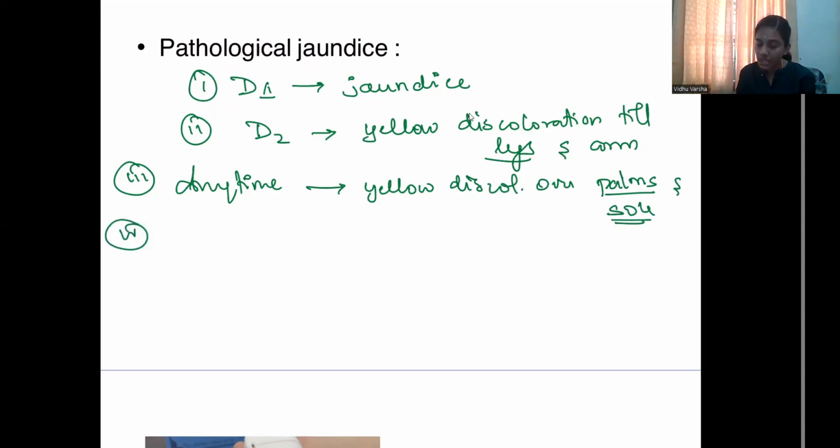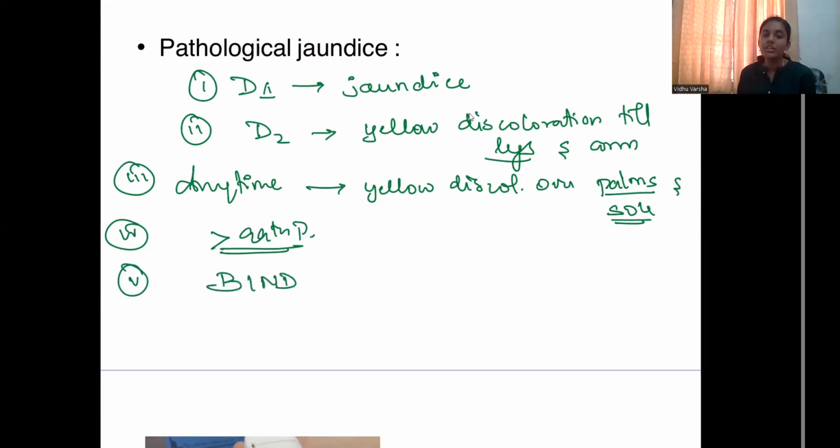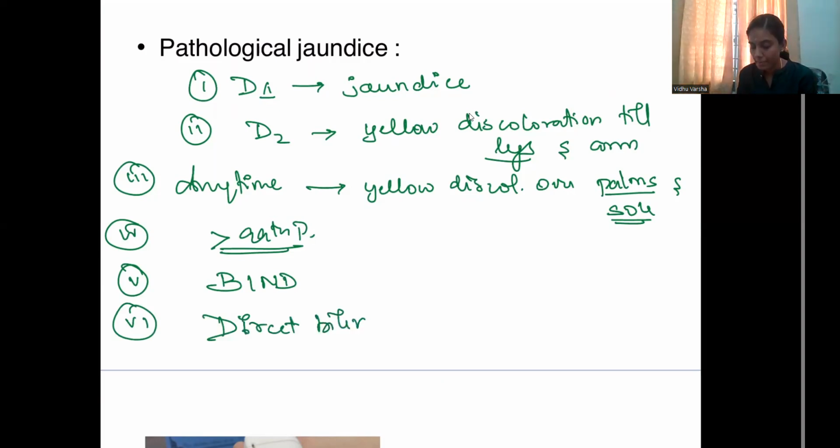Fourth, when the child's bilirubin level is more than the 99th percentile when you are plotting it in an AAP nomogram chart. Fifth, when the child is having the signs of bilirubin-induced neurological damage. Sixth point, whenever the child's direct bilirubin is more than 2 milligram per deciliter, then you call the child to have a pathological jaundice.